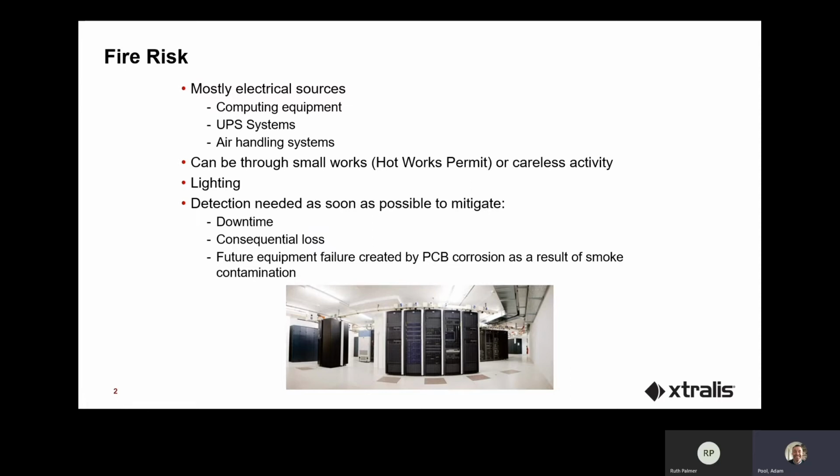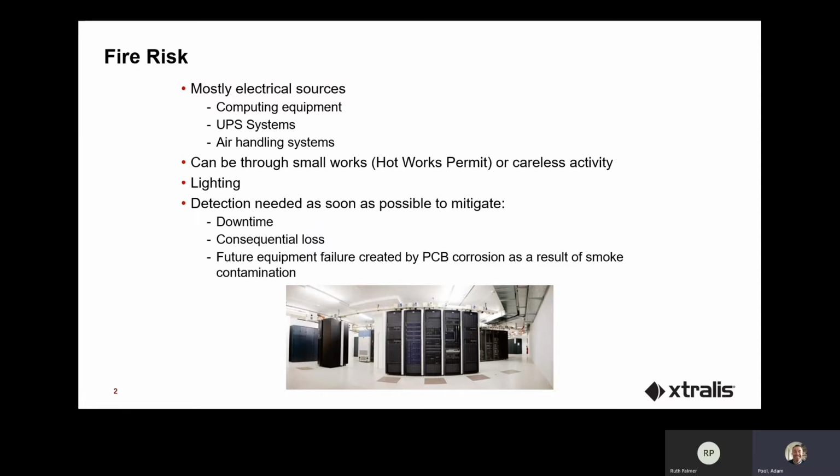So the computing equipment that is in the data center is obviously the biggest chunk of that, but also UPS systems and battery storage systems that form part of the backup process of a data center application, and also things like air handling systems. So the air handling to keep the equipment cool is one of the biggest things that affect fire detection, but it's also quite a high fire risk object in its own right. So fire risk can be through small works. So hot works permits would obviously be needed, and if somebody's going in to do some work and there's any careless activity, there is a potential fire risk there.